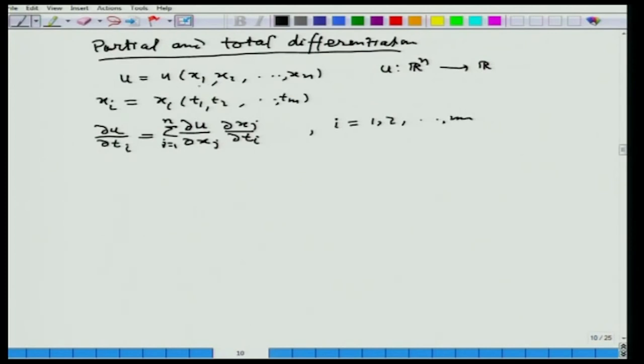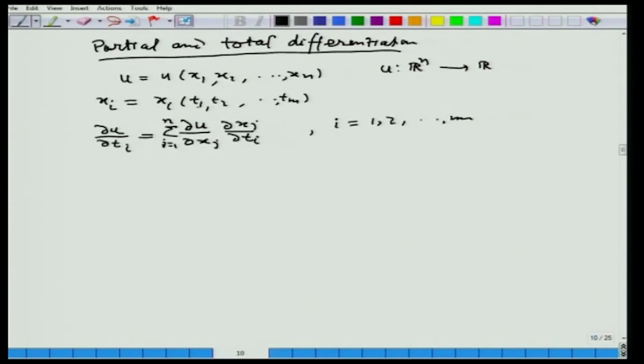Here u is a function of several variables x1, x2, xn, and these xi's in turn are functions of some m variables t1, t2, tm. Then the partial derivative of u with respect to these variables ti's will be given by this kind of chain rule: summation over j equal to 1 to n of del u over del x j and del x j over del t i, with j going from 1 to n.